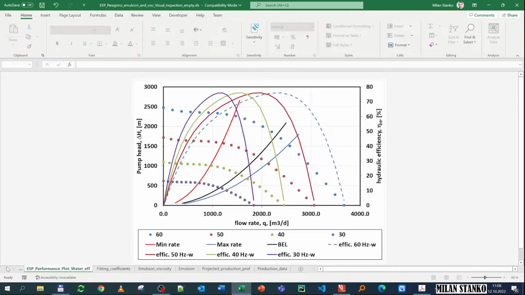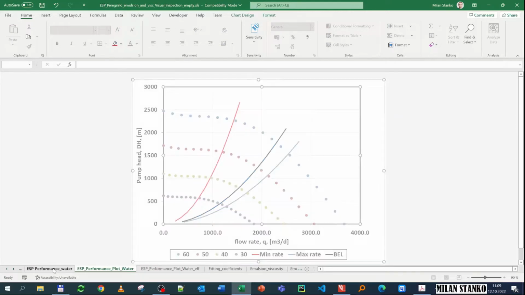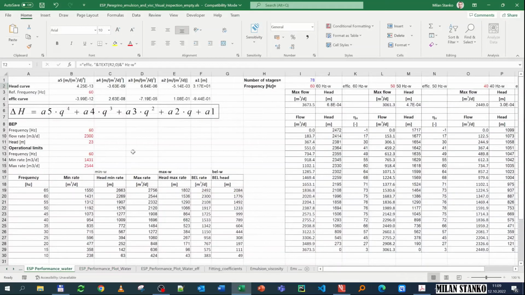You see here it's the performance plot with water. The pump that we are using here, you see it's where all the calculations are made for the map for water. So you have the coefficients for the head curve and the coefficients for the efficiency curve, which are the same that I showed before. The reference frequency is 60, and the best efficiency point is located at 2300 cubic meter per day.